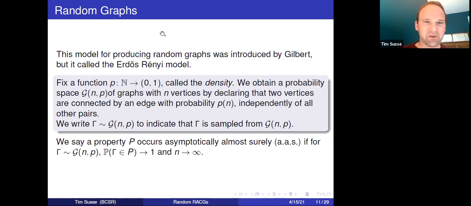So you just have n vertices, they're labeled 1 through n or something, and anytime you see vertex i and vertex j, and you want to see if i and j are connected by an edge, well, that will happen precisely with probability p(n), where n is the number of vertices in your graph. And so when we have a random graph with these parameters, we'll say that gamma is sampled from G(n,p). We'll write gamma twiddle G(n,p). So we say a property P of graphs occurs asymptotically almost surely at density p if for gamma sampled from G(n,p), the probability that gamma has the property P tends to 1 as n goes to infinity. So large graphs tend to have this property almost surely.